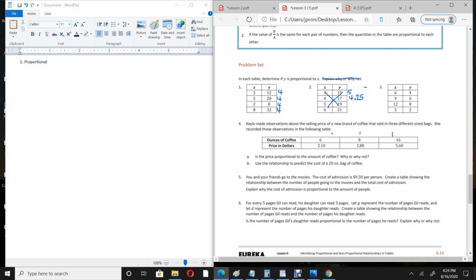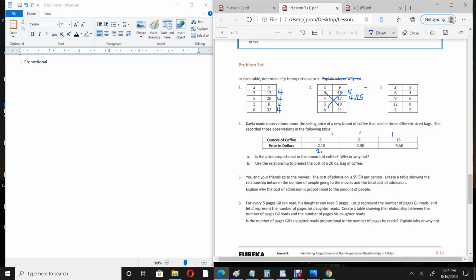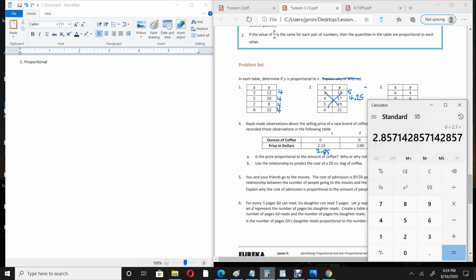So I would want to divide 6 ounces by $2.10, and you're going to use long division to divide 6 by 2.1. And we're talking about dollars here, so the unit rate would be 2.85 for now, ounces per dollar. We could do dollars per ounce, but it would just be the other way. So, why don't I do that instead?